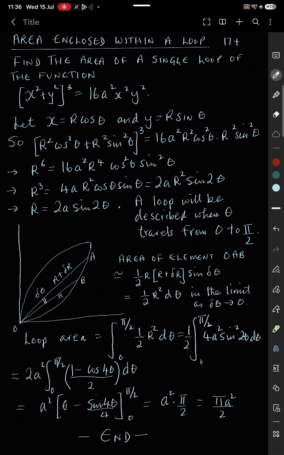Greetings. In this video, we're going to deal with the area enclosed within a loop. This is suitable for years 17 and above. So the problem is to find the area of a single loop of the function (x squared plus y squared) all cubed equals 16a squared x squared y squared.